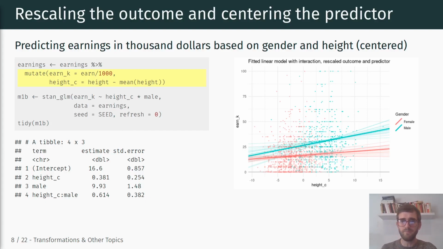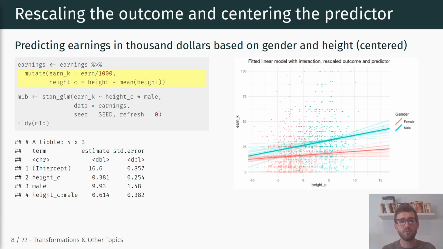All right. So this already makes interpretation easier, in the sense that we now can interpret the intercept. We can interpret the main effect for gender, because it corresponds to the difference between men and women in the predicted outcome for average height, with the caveat again that this is average height across the entire sample, across men and women.